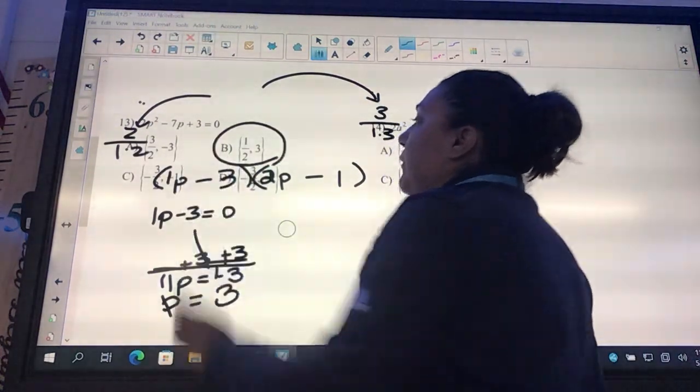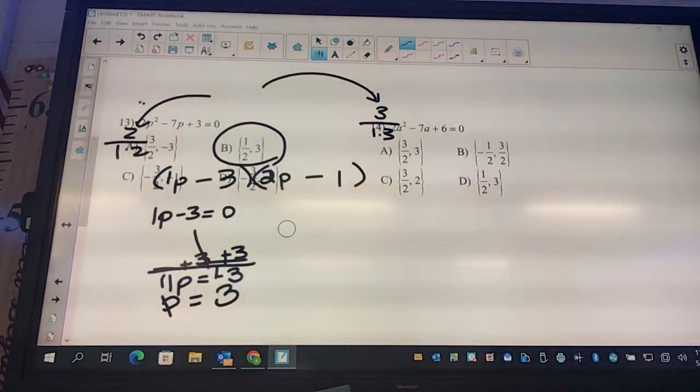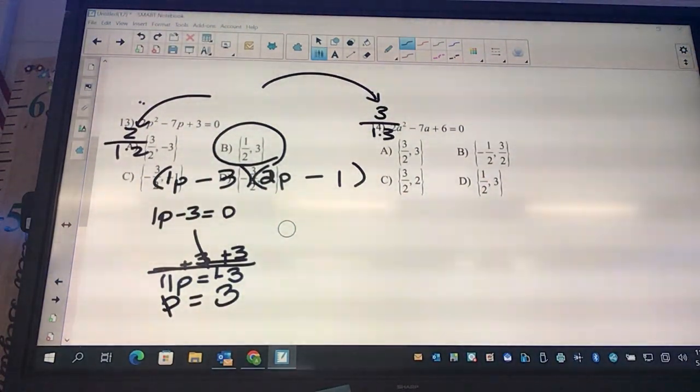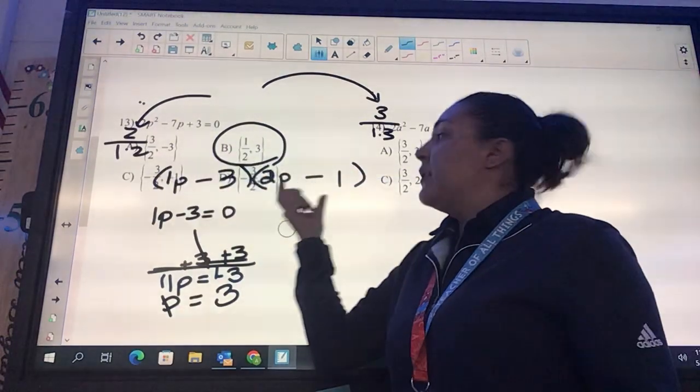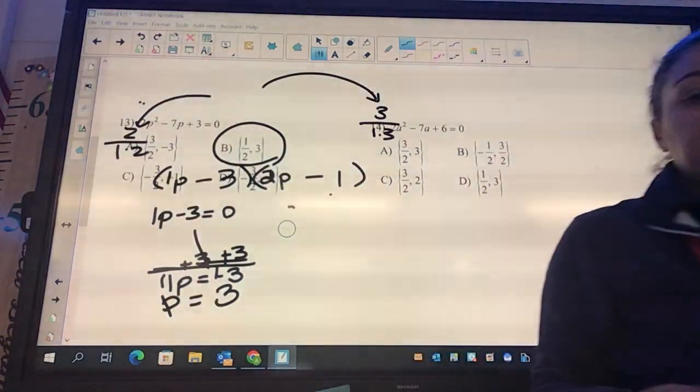So without solving for the other one, as you're solving stuff, keep looking at your answer options. That's the only one with a positive 3. There's no point in setting this one equal to 0 and solving.